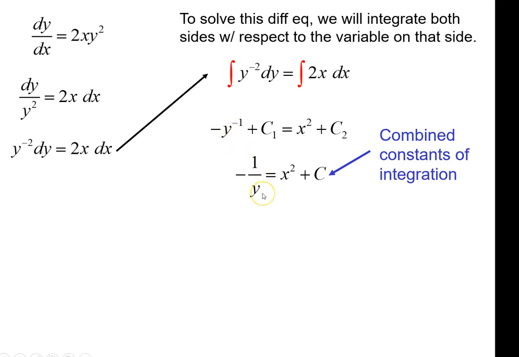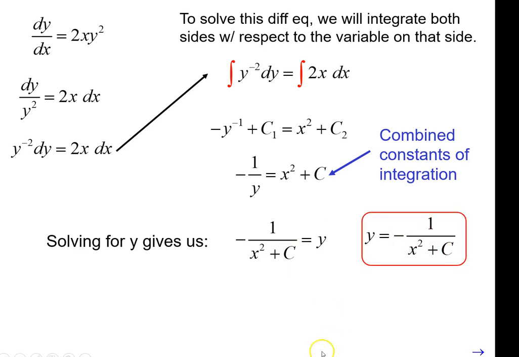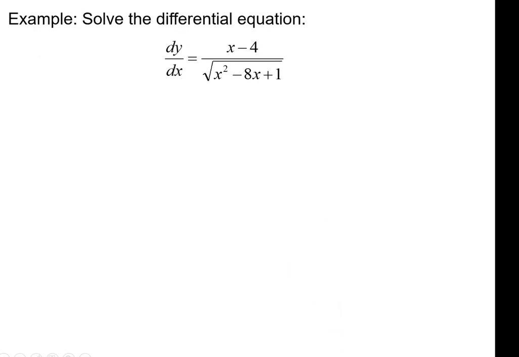I wrote it 1 over y. And now when you do these problems and you're solving a differential equation, you want to solve for y at the very end. So that means I'm going to multiply the y to the other side, and then I divide it at the same time by the x squared plus c. And that would be your solution to the differential equation.